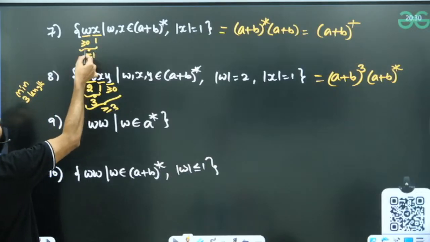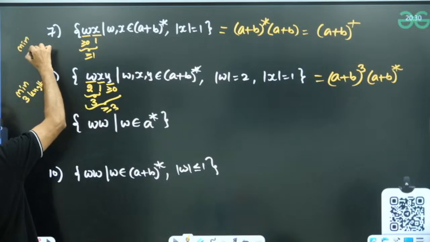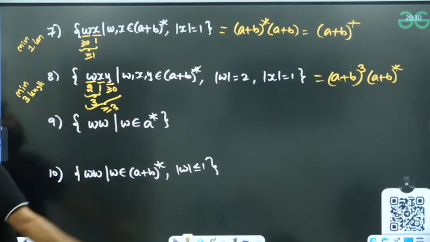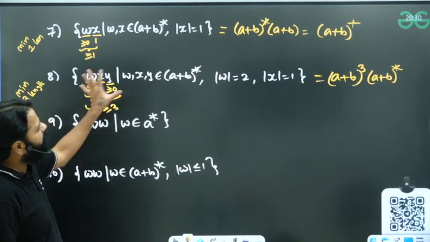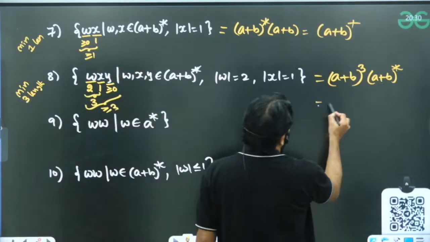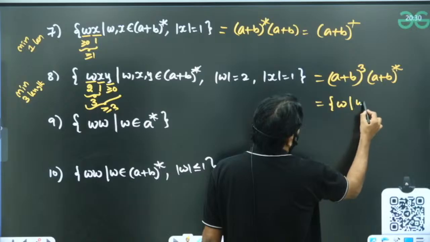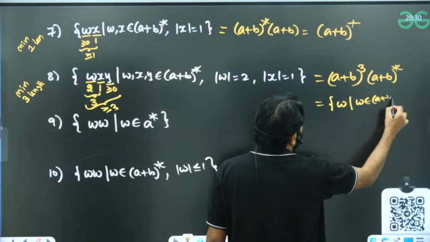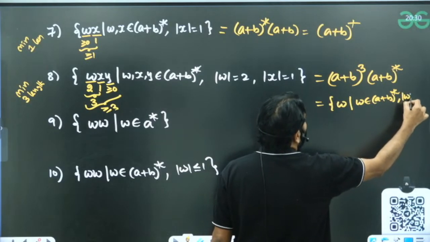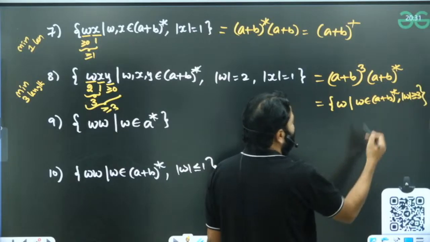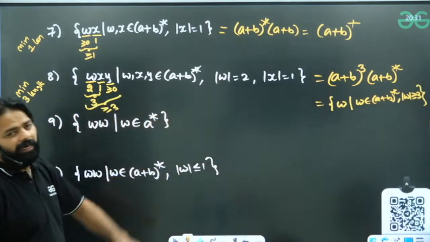and this will give you minimum 1 length. All strings which are having minimum 1 length, you can also represent in a simple way like W such that W belongs to A plus B whole star and length of W greater than or equal to 3. Is another way to represent the same language.